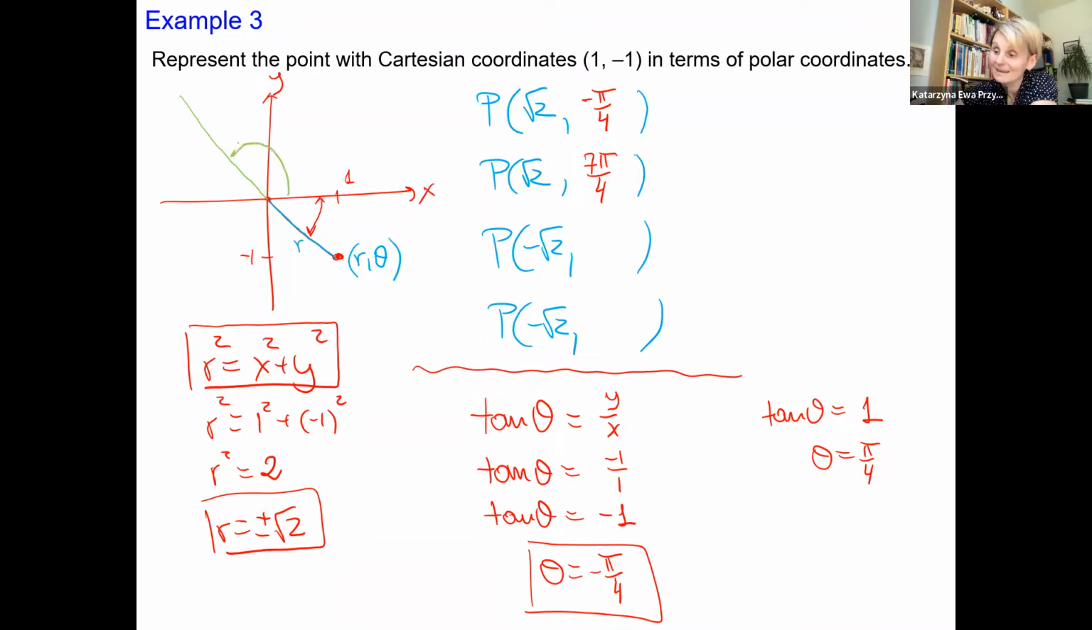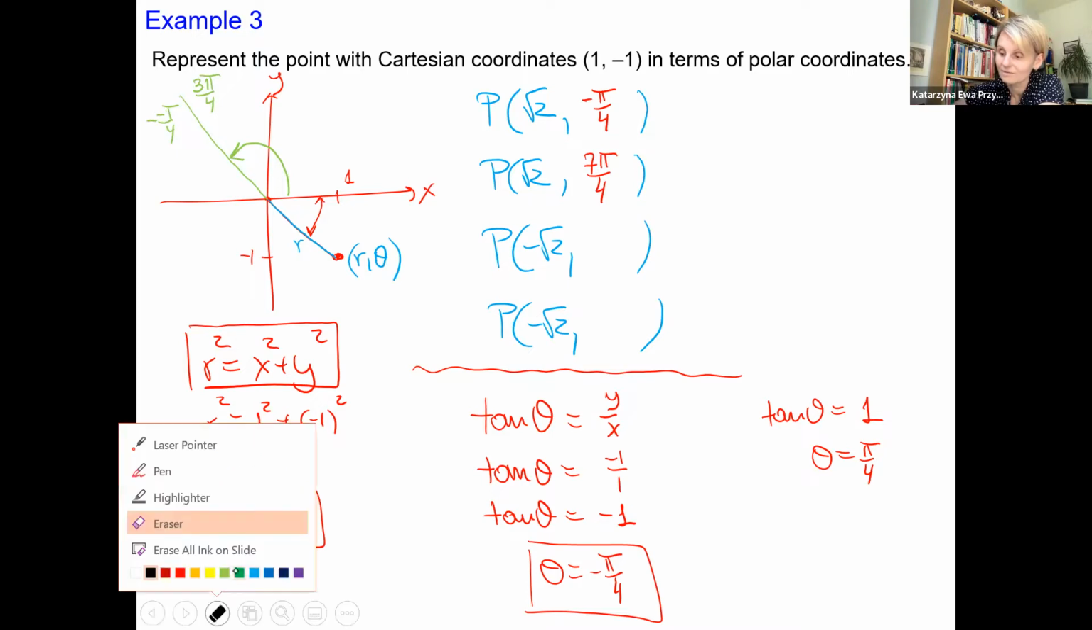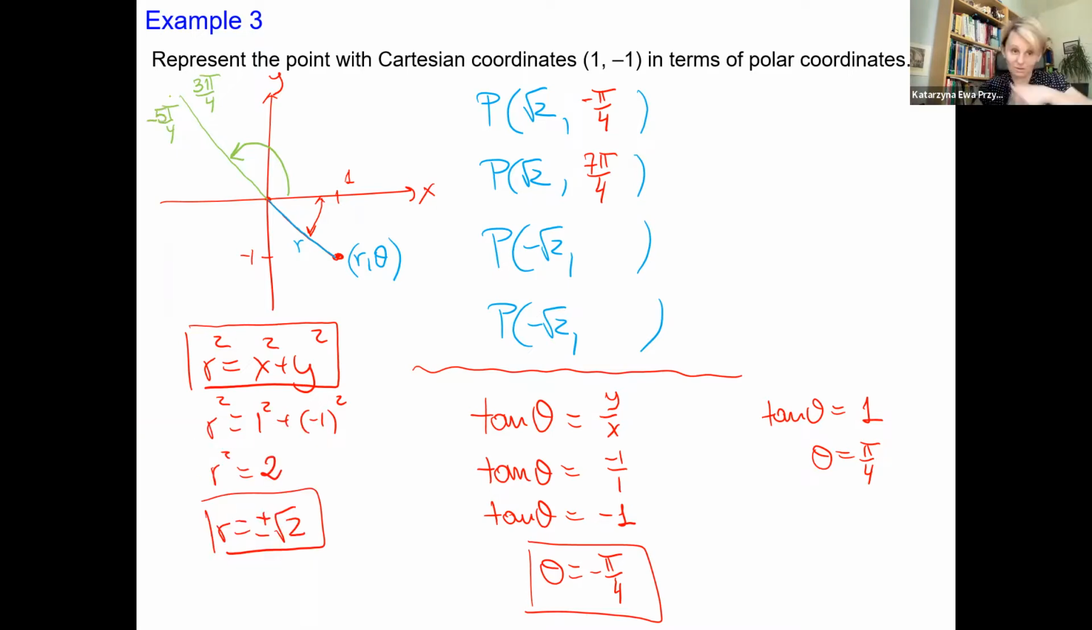What is this angle? 3 pi/4, when we add pi to negative pi/4. Or I can use negative, it will be -7 pi/4. Wrong, 5. Yes, 5 pi. That means I can put 3 pi/4, or I can put negative, again, -5 pi/4.